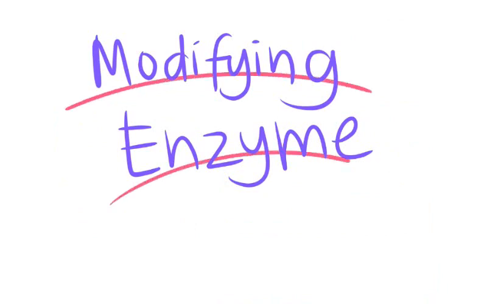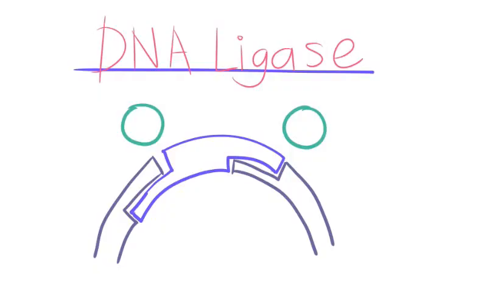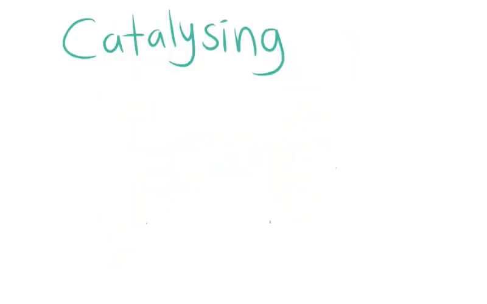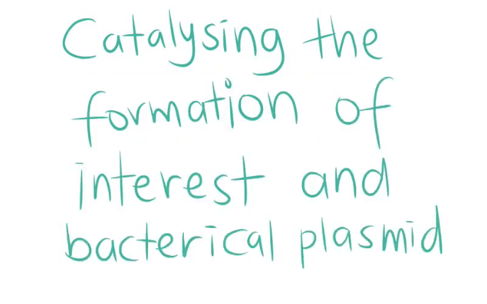Last from my department is modifying enzyme. We're going to talk about DNA ligase. DNA ligase joins the foreign DNA fragments containing the gene of interest and the bacterial plasmid by catalyzing the formation of phosphodiester bonds to form recombinant DNA.